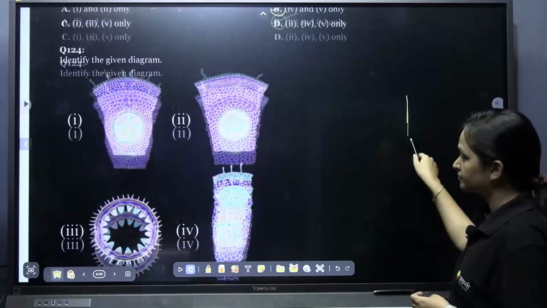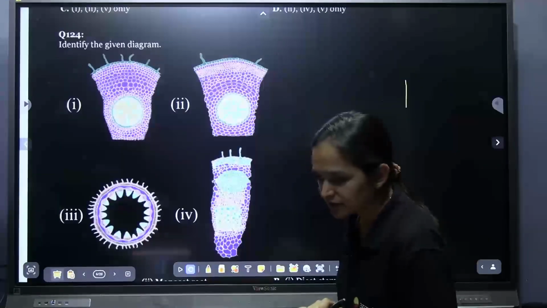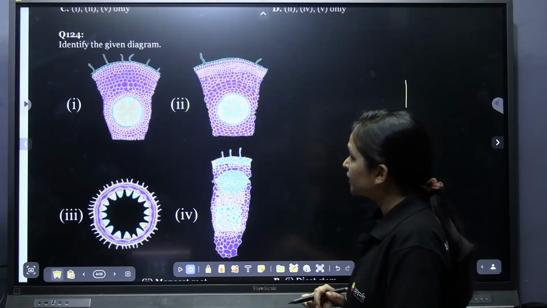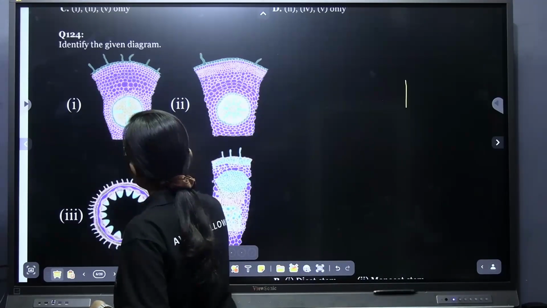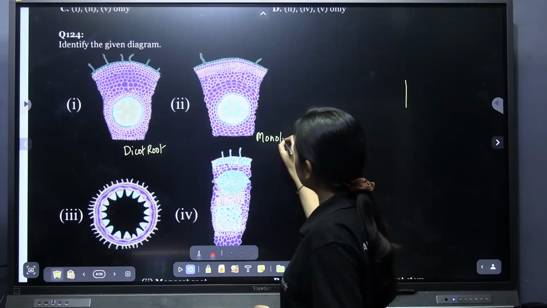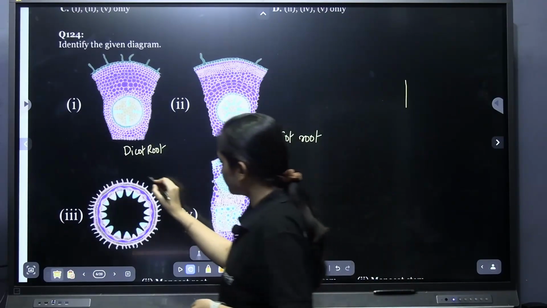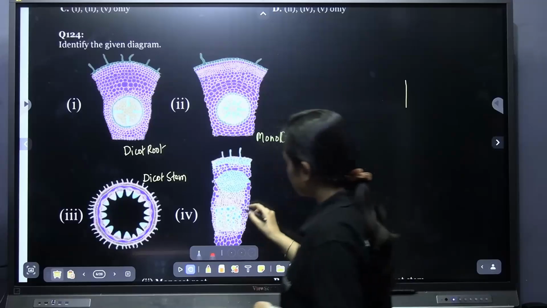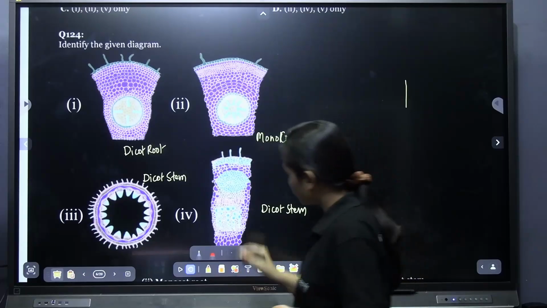Now tell me, what are these? Can you see? So tell me, what is one? One is a dicot root. This one is the monocot root. This one is the dicot stem. This one is also a dicot stem. So, what is this actually?